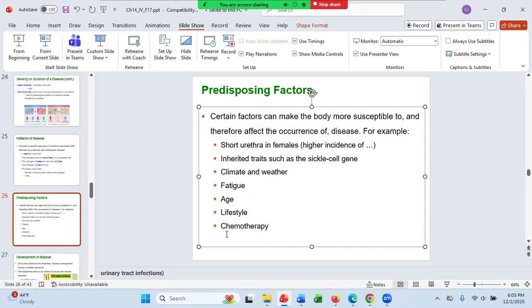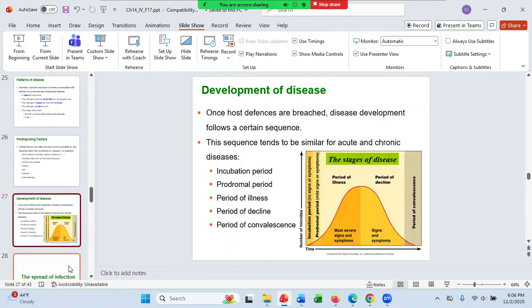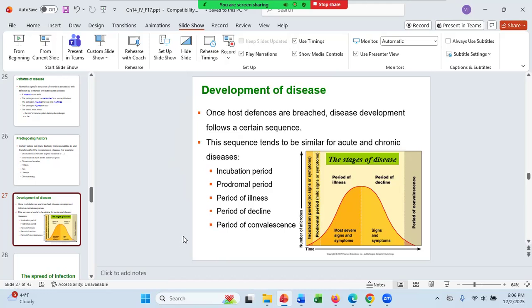Chemotherapy can also predispose the patient to an infection. People taking chemotherapy, it weakens their immune system. It can also damage the mucous membranes, probably not the skin, but the mucous membranes, making the patient more likely to come down with an infection. Any question about these predisposing factors? All right, let's move on to talking about development of disease.